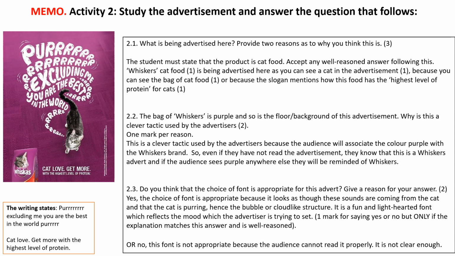As you can see, a cat in the advertisement. Okay, and because you can see the bag of cat food in the corner, or because the slogan mentions how this food has the highest level of protein for cats. So it's definitely something that you feed them. Even the fact that there is a cat purring still doesn't indicate cat food. So the top prize would be the fact that you notice that it mentions protein for cats and the fact that there is a packet of cat food in the corner there.